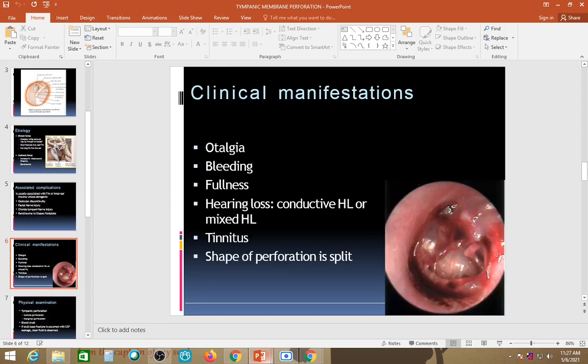Then we will go to the next slide, the clinical manifestation. Those suffering from this kind of condition can have otalgia, that is ear ache, then bleeding, fullness of the ear, and hearing loss. Hearing loss may be conductive or mixed. This can be treatable. Then tinnitus can be present, and the shape of the perforation is split. Okay?